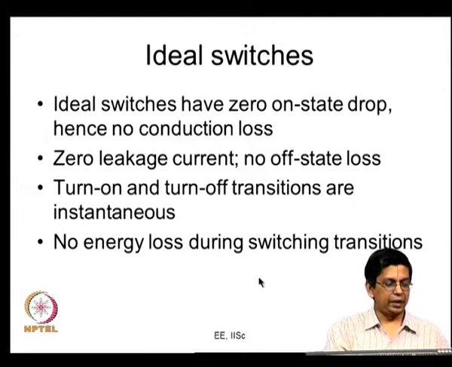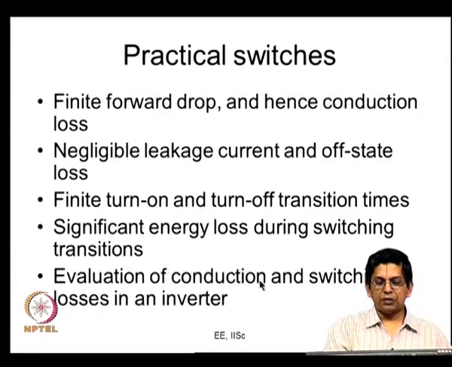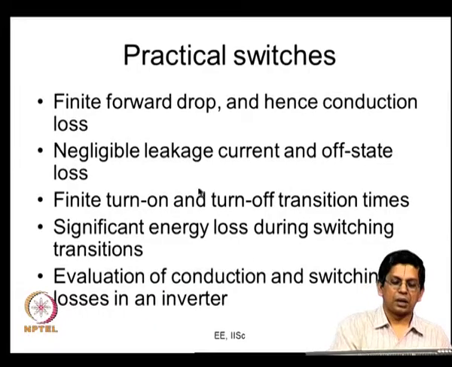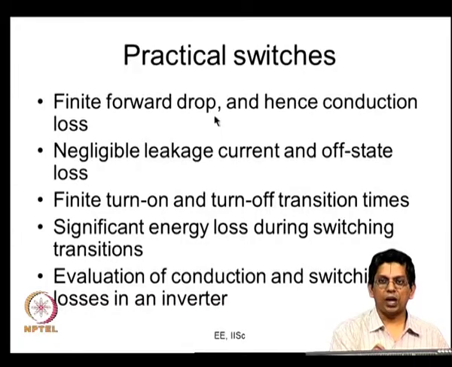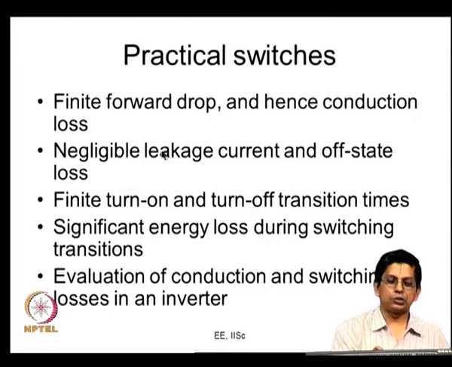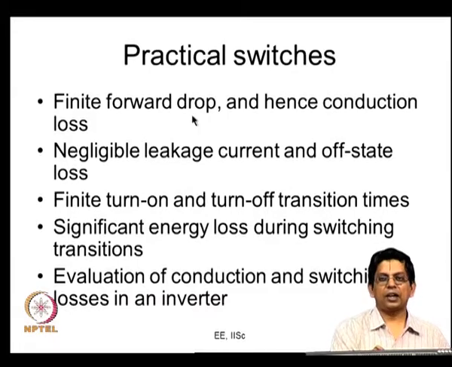This is an ideal switch, but you use devices like MOSFETs, IGBTs, etc., which are practical switches, they have a finite drop. So, you will have a drop across the drain and source terminals in a MOSFET, the collector and emitter terminals in an IGBT. This drop multiplied by the current is the instantaneous power that is being dissipated in the device, and therefore, there is something called conduction loss.